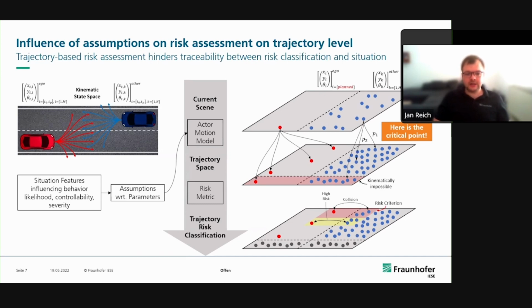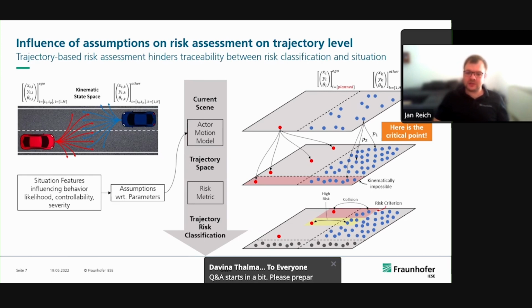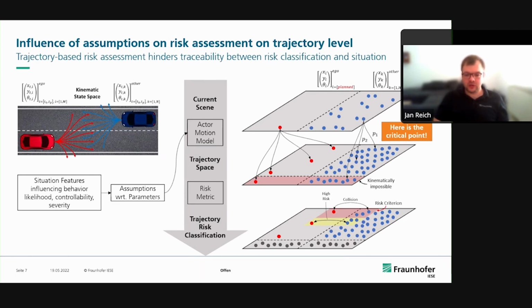They are all hidden in the actor motion model. So the critical point is actually that the probabilities of coming from the start scene to the trajectory are basically not traceable anymore to the final risk assessment. So if we see that a risk assessment was high or medium or low, we don't know why this was the case in the first place, because it is hidden in those probabilities and in the actor motion model.